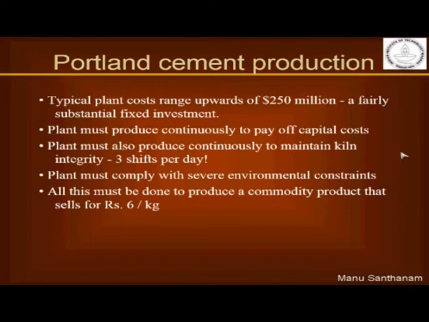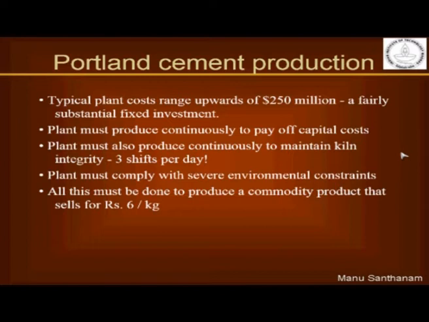The plant also has to comply with severe environmental constraints because today you know that there's a lot of stringent regulations as far as air pollution is concerned, and while you are manufacturing this kind of a product, you can imagine the kind of gases and dust that go out into the air, and these are very highly controlled. These are regulated to a large extent. For that, the cement plants have to really straighten out their procedures to ensure that the output of these gases and dust are minimized to a large extent.